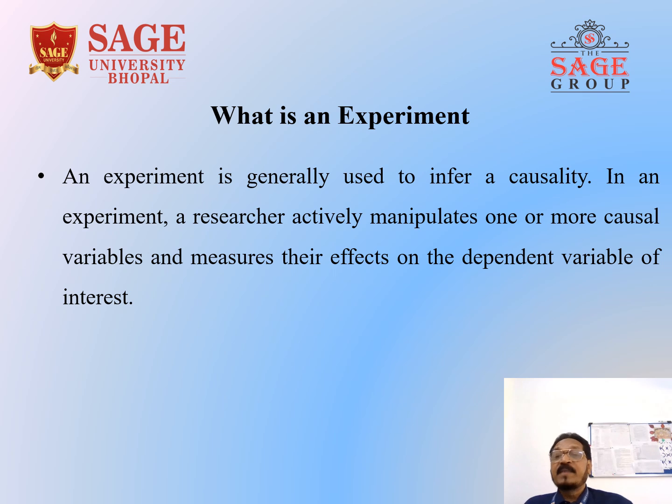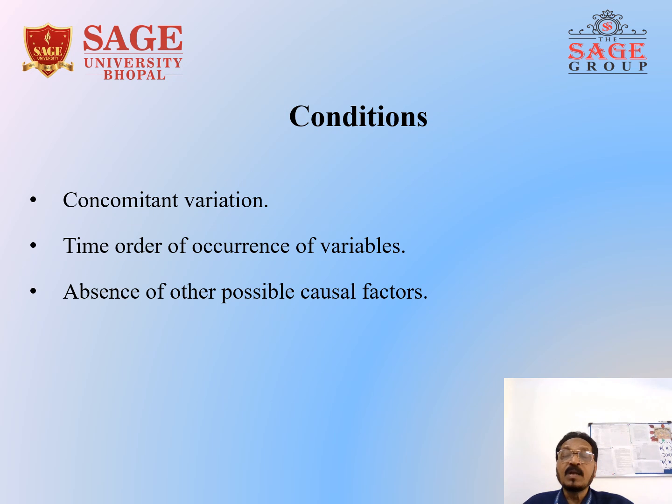What is an experiment? An experiment is generally used to infer a causality. In an experiment, a researcher actively manipulates one or more causal variables and measures their effects on the dependent variable of interest. Now, what are the conditions? First, concomitant variation, time order of occurrence of variables, and absence of other possible causal factors.